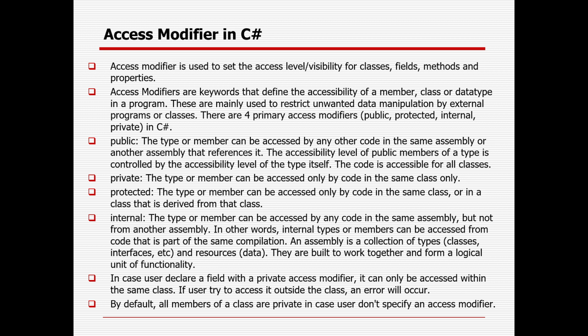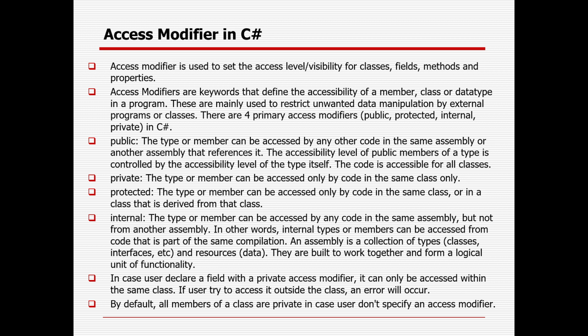Whereas internal: the type or member can be accessed by any code in the same assembly but not from another assembly. In other words, internal types or members can be accessed from code that is part of the same compilation. What is an assembly? An assembly is a collection of types. It can be classes, interfaces, etc., along with resources or data. They are built to work together and form a logical unit of functionality.